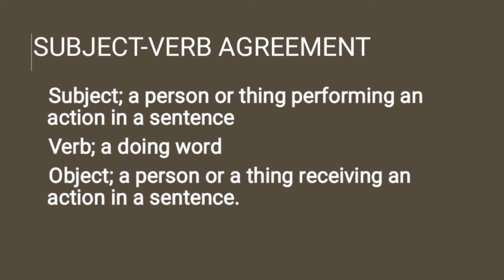What is an object? An object is a person or a thing receiving an action in a sentence. When we say a person or a thing, we mean it can be a human being or just any other thing apart from human beings. So, I hope you are able to connect these three words: the subject, the verb, and the object. The subject is performing an action. That action is called a verb. Now, a person or a thing receiving that action is what we are referring to as what? The object. Simple as that. These are the three major parts of a sentence.